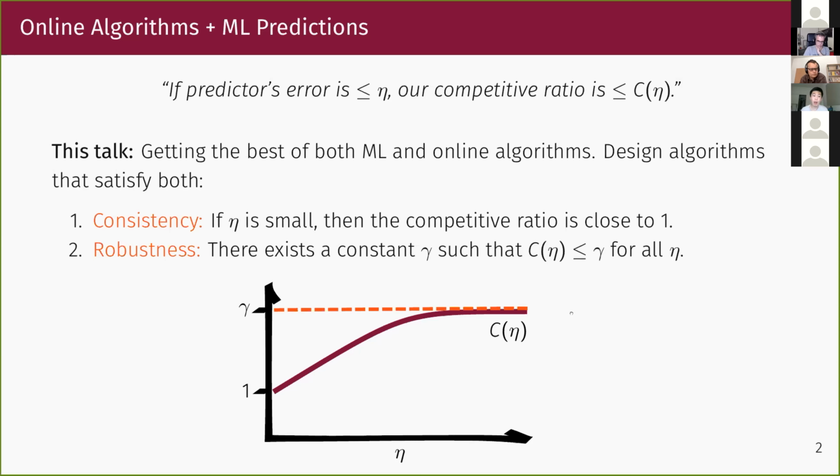And also we want robustness in the worst case sense, identical to the typical worst case analysis that we consider in online algorithms. So we want there to be a gamma such that C of eta is at most gamma for all eta. This picture here provides a stylized image of an ideal C of eta.